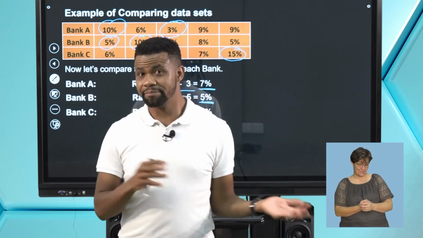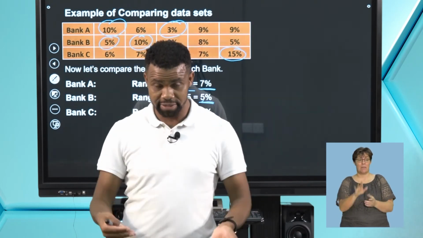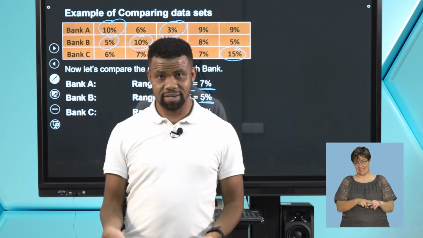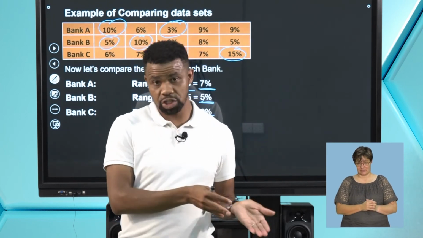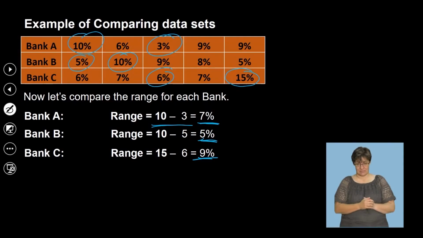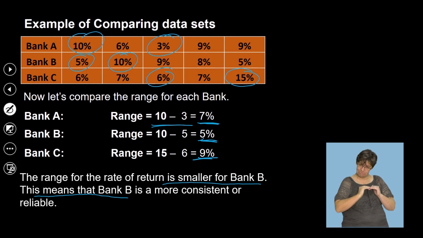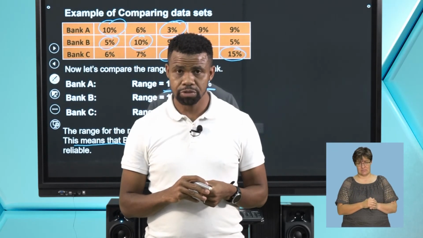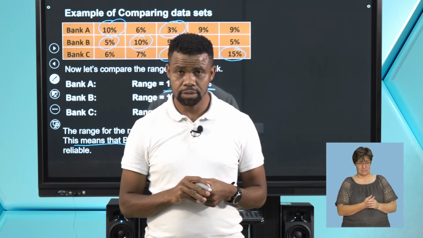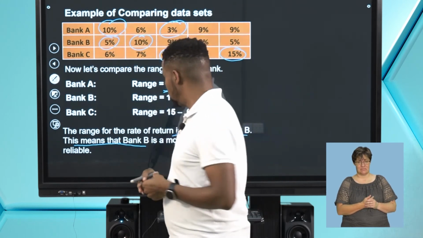So it doesn't mean that with the same data we arrive at the same decision. It will depend. What do you want? What are you trying to achieve? So based on this, the range for the return is smaller for bank B. This means bank B is more consistent or reliable in terms of performance. Are we together? Okay.